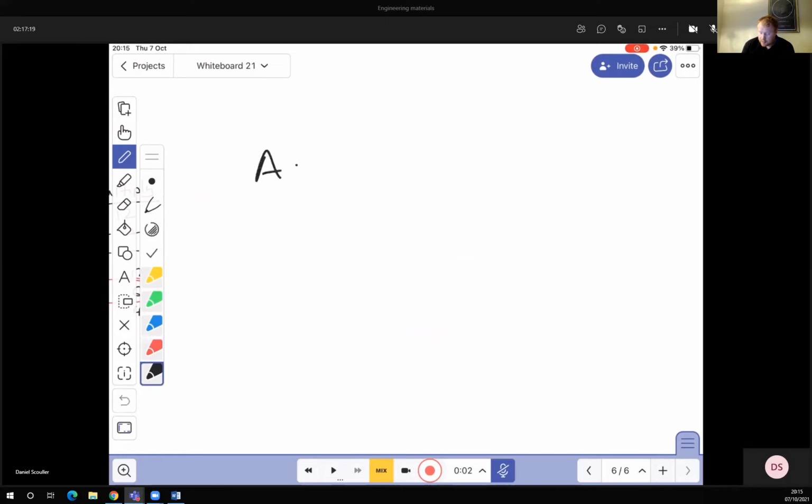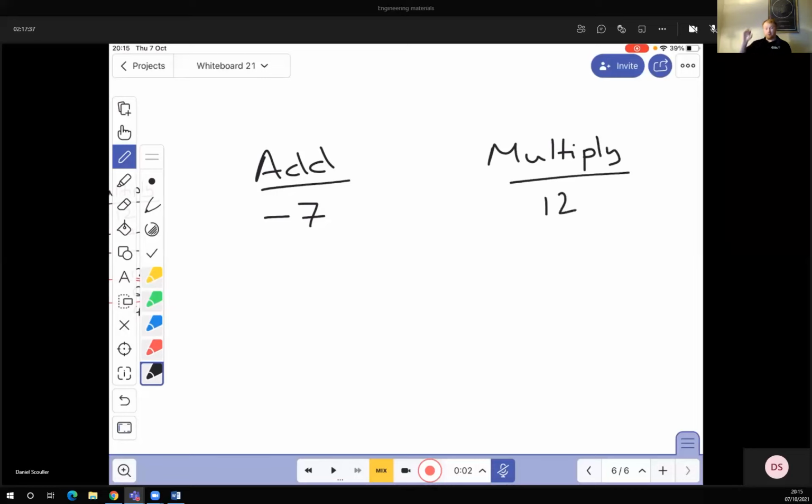Let's look for numbers that add together to make the number negative 7. They multiply together to make positive 12. So we've got a positive number when we multiply them together, but when we add the two numbers together, we're getting a negative. We're following the same process, so don't be worried about that. Just make sure it's correct when we take it out of the format.